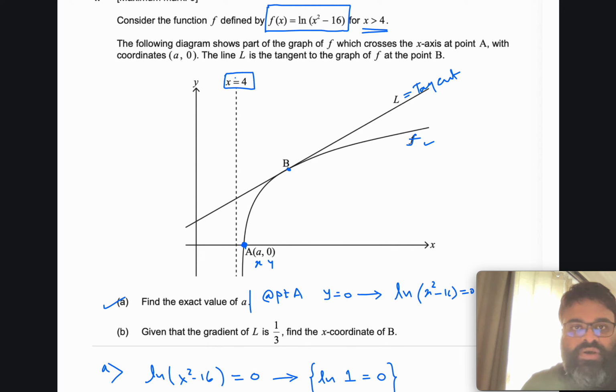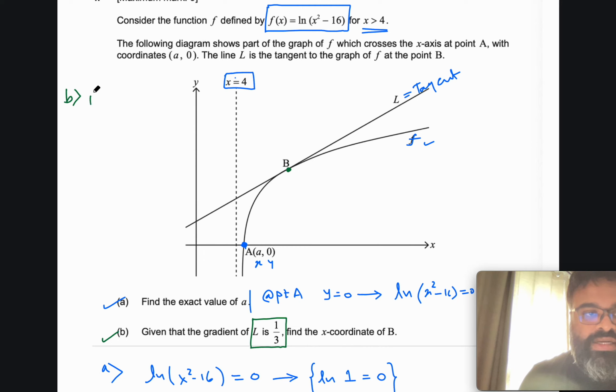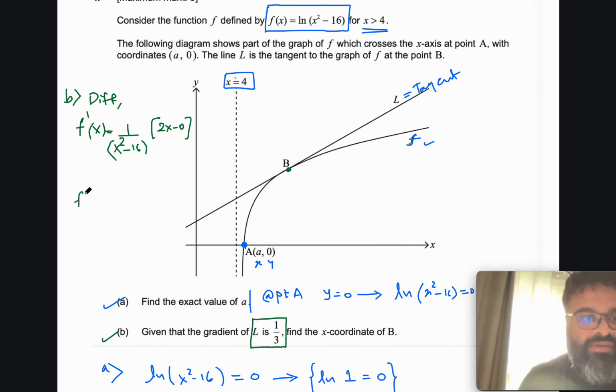Okay, let me solve B here. For B, the gradient of line L is 1 over 3 at point B, right? So now you will have to differentiate this, right? So differentiate, you get f prime of x, the derivative of f of x, is 1 over x square minus 16, and then you'll apply chain rule. So you'll get 2x and then 0. 0 is the derivative of a constant, right? So you get f prime of x is equal to 2x over x square minus 16.